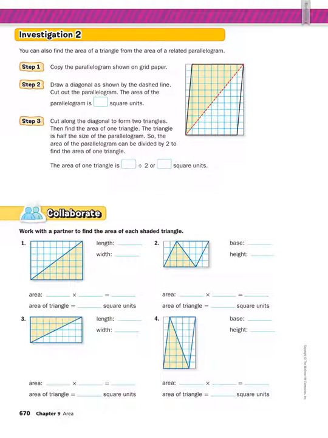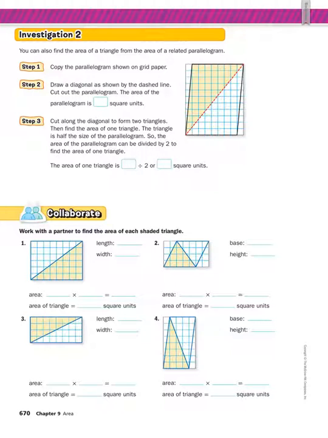Now, on the next page, we'll talk about investigation 2. This time, we're doing a parallelogram that's not a rectangle. It says you can find the area of a triangle from the area of a related parallelogram. So copy the parallelogram shown on grid paper. You do not need to do that. Draw a diagonal as shown by the dashed line. Cut out the parallelogram. The area of the parallelogram is blank square units. So let's talk about that first. We're going to talk about this parallelogram.